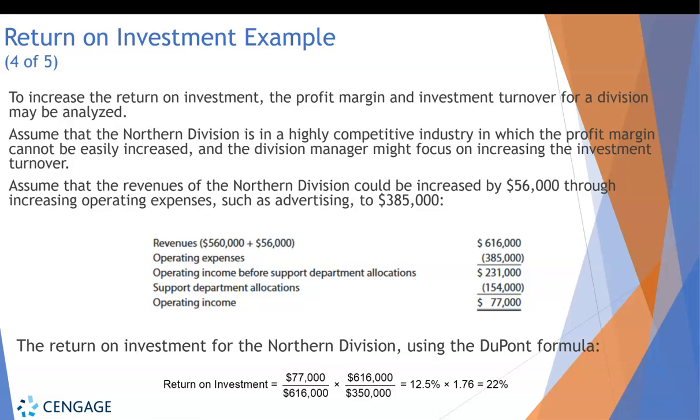So the Northern Division's profit margin remains the same at 12.5%. If the investment turnover increased from 1.6 to 1.76, then we're going to see an increase of 10%. That 10% increase in investment turnover increases the return on investment by 10%. So it goes from 20% now to 22%. It's gone up 10%.